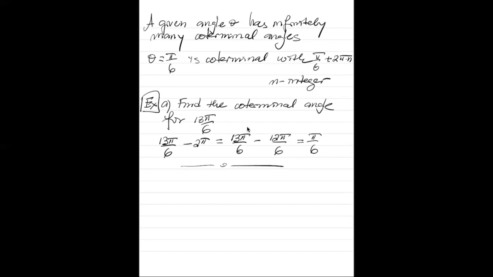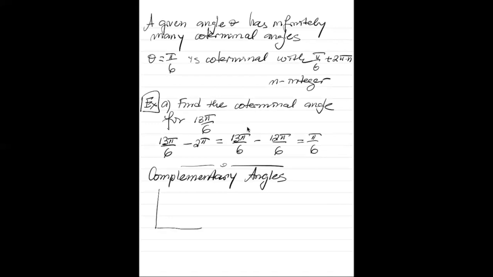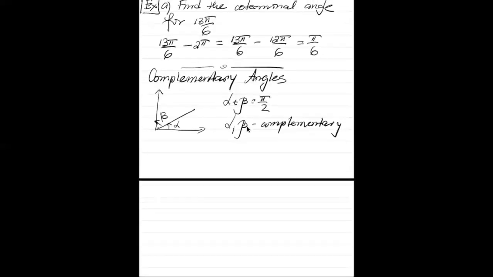Another definition here that's familiar: complementary and supplementary angles. Complementary angles first. We say two angles are complementary if they add up to 90 degrees. Let's say the first angle is alpha, the other angle is beta. They don't have to be in the standard position, but they could be. So if alpha plus beta is pi over 2, we call alpha and beta complementary. They complement each other. Together, they equal a right angle.